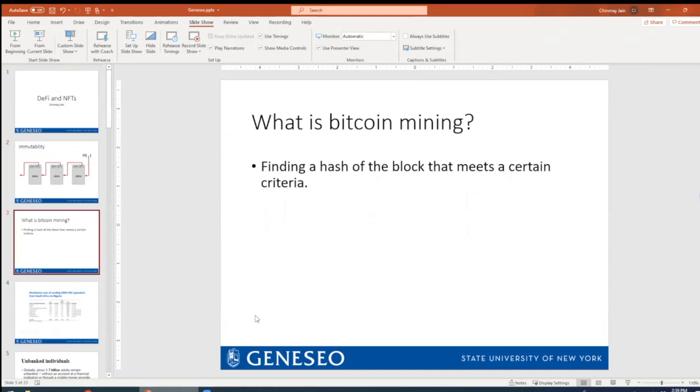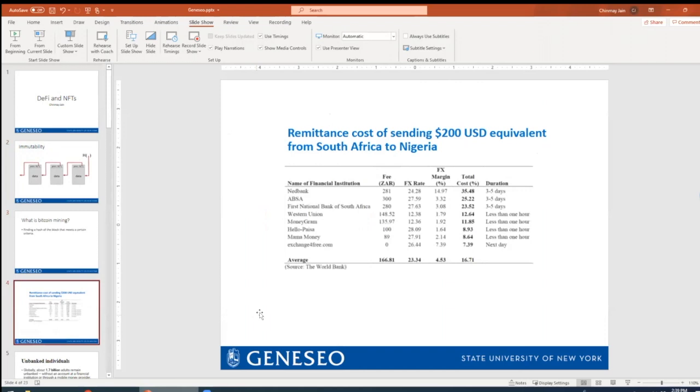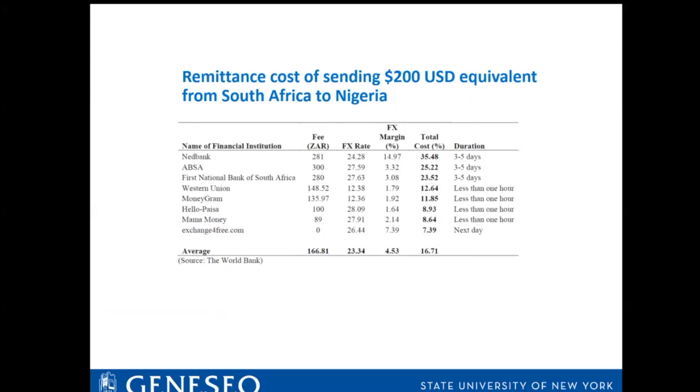I want to talk a bit about how transactions take place internationally. This is data from the World Bank. If you are going to transfer $200 from South Africa to Nigeria, these are the different financial institutions you can use, and you can see the amount of fees you need to pay, in some cases as high as 35%. It takes 3 to 5 days to transfer that money. So this is a huge cost, and this is one thing blockchain is trying to solve.